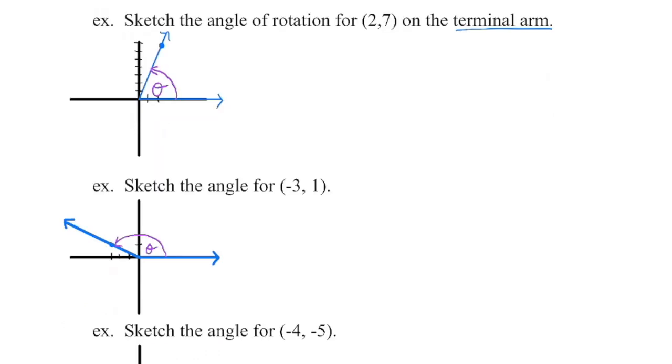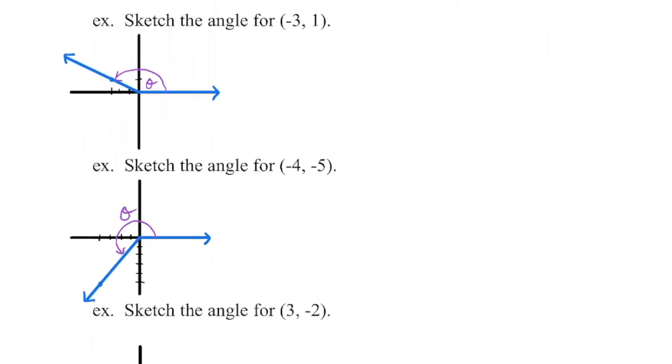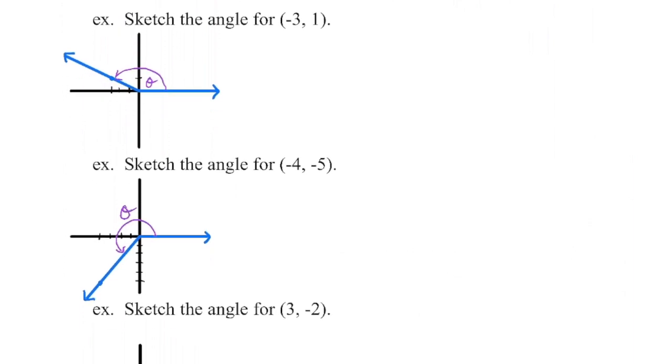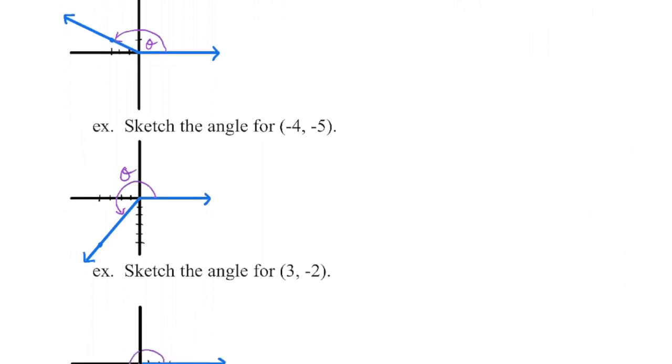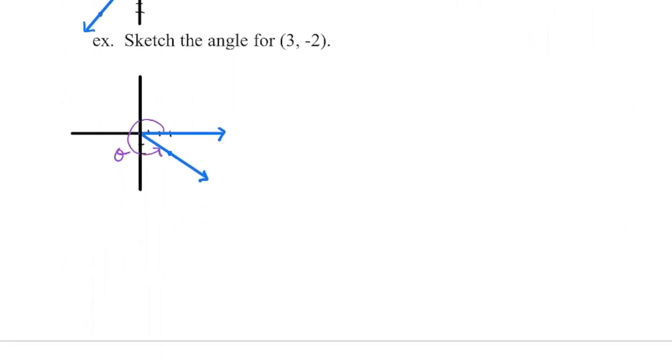Similar to this first example, I have a few other examples where we terminate in different quadrants. So this one terminates in quadrant 2, where x is negative, y is positive. The next one terminates in quadrant 3, where both x and y are negative. And the final one terminates in quadrant 4, where x is positive, but y is negative. So you can see that this is where we started, and we rotated that ray around to end up in the final position.